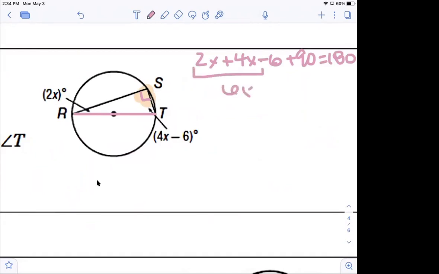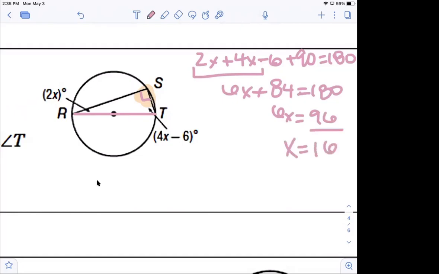2x plus 4x is 6x. Negative 6 plus 90 is 84. 6x plus 84 equals 180. Subtract 84, and I get 96. And I believe x is 16, but I could be wrong. Yes, okay. Divide by 6 on both sides, and I get 16.